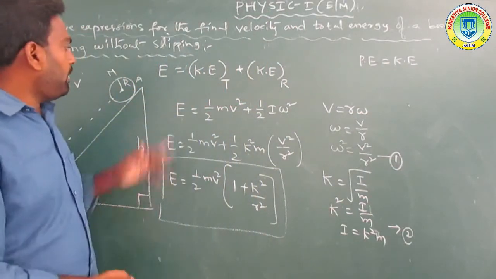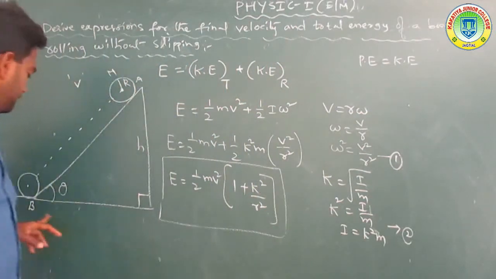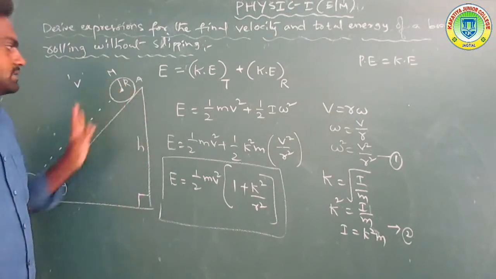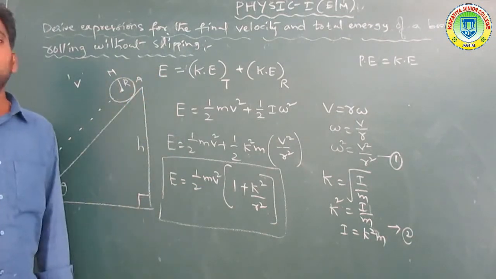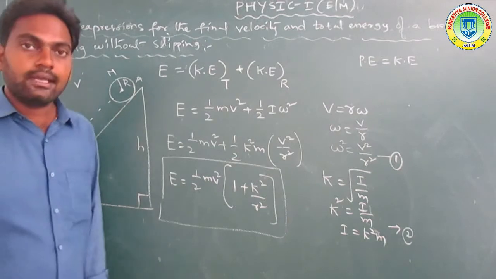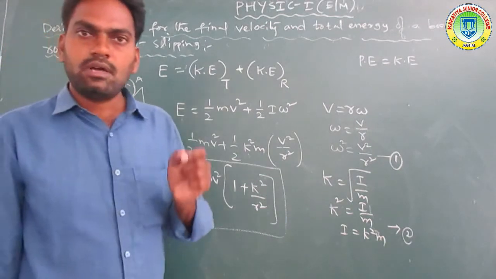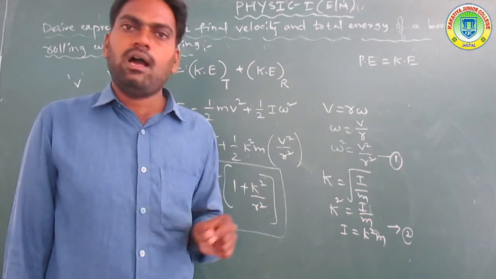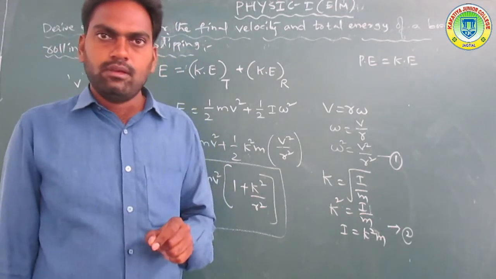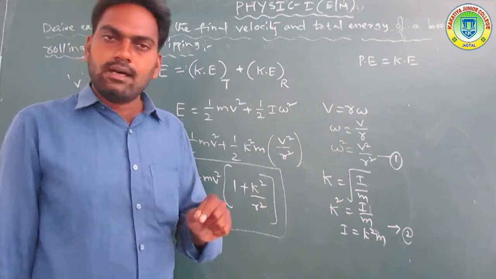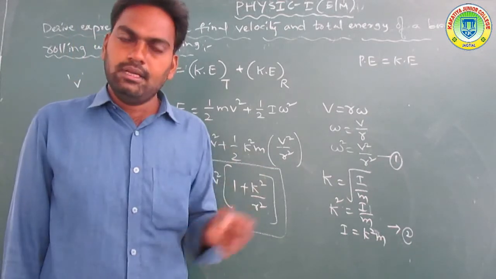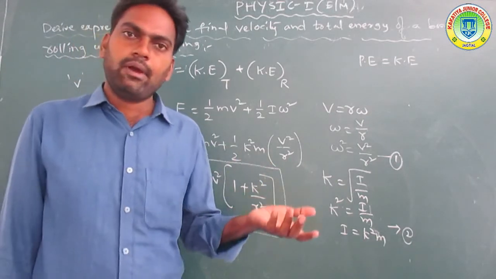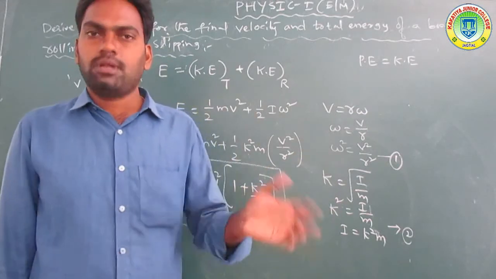Okay, at any point taken, A is equal to B. That means potential energy is equal to kinetic energy according to the law of conservation of energy. Based on the principle of the law of conservation of energy, potential energy is lost and kinetic energy is gained. That means potential energy at any point equals kinetic energy or total energy.